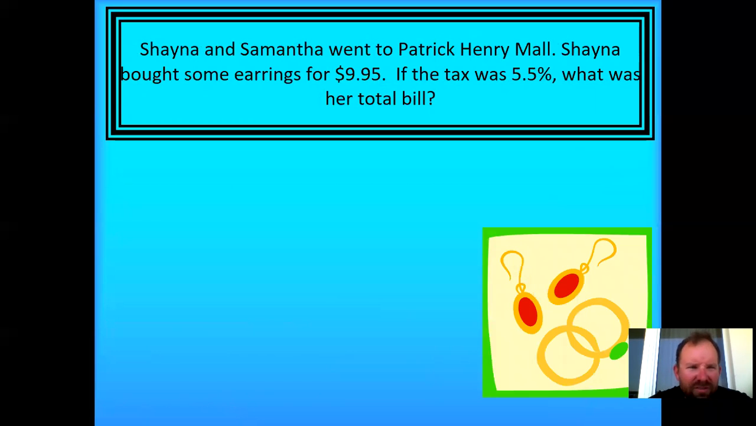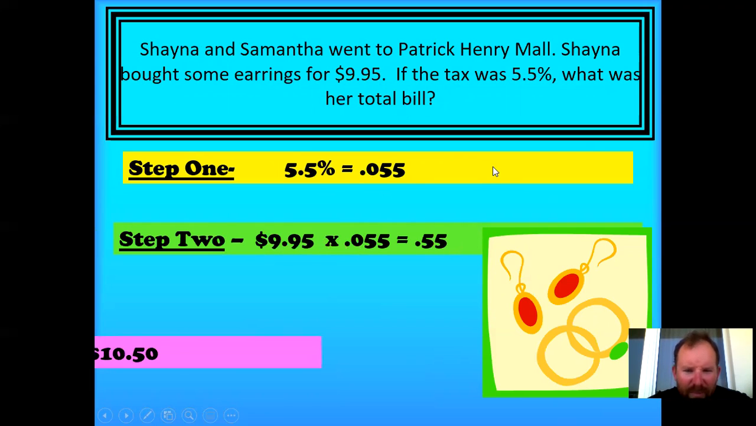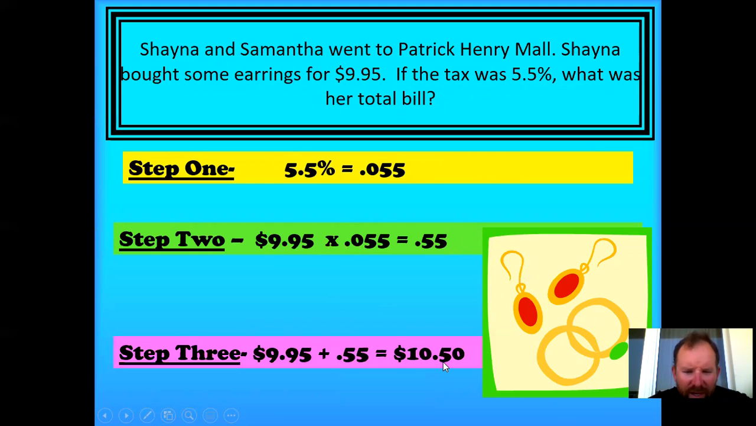All right, Shayna and Samantha went to Patrick Henry Mall. Shayna bought some earrings for $9.95. If the tax was 5.5%, what was her total bill? So now we're just calculating tax. Same deal. Sales tax and tip are the same deal. It's easy peasy. So we move our decimal 2 places to the left. We multiply our decimal times the cost and find out that it's 55 cents. Add the 55 cents to the $9.95, and our total final cost for the earrings was $10.50.